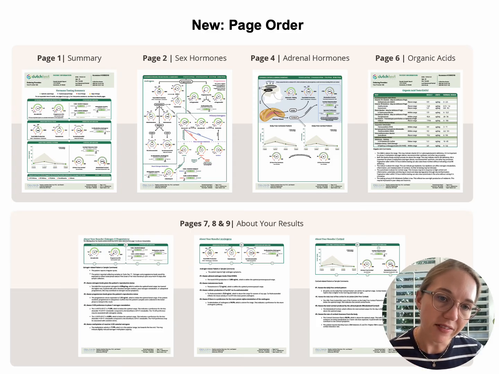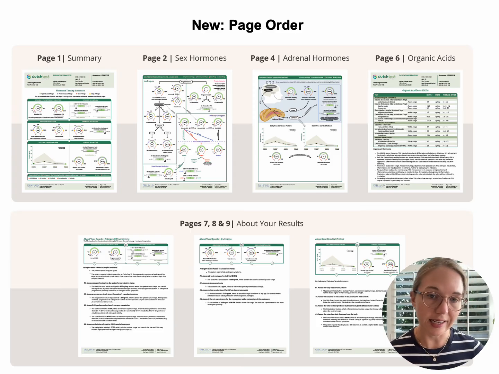And then pages 7, 8, 9, towards the latter end of the report, is the about your results section, termed the Dutch Dozen. I will elaborate on that a little later in the presentation, but that is the interpretive framework I mentioned, that gives additional commentary and insights into the results that have come up within the report.